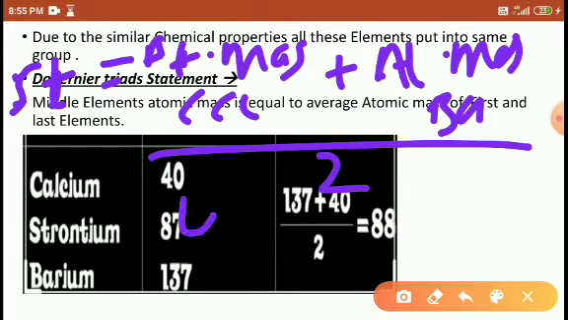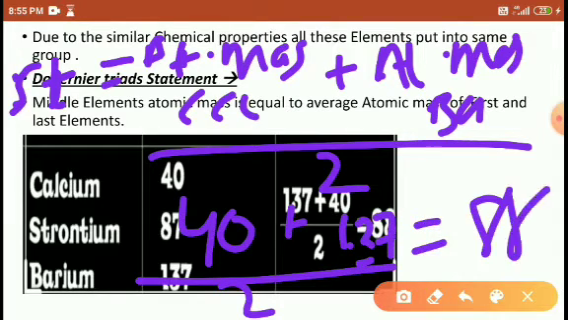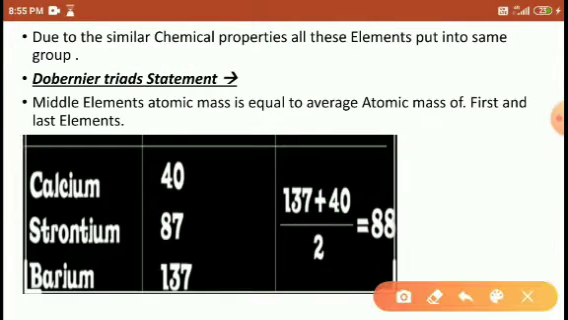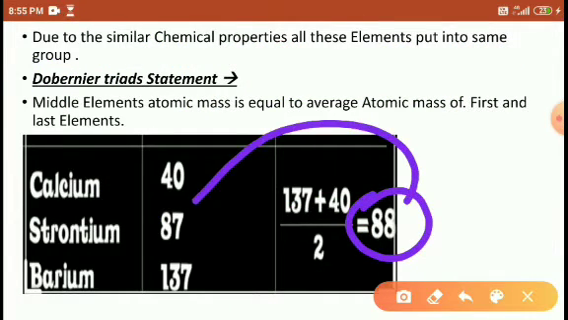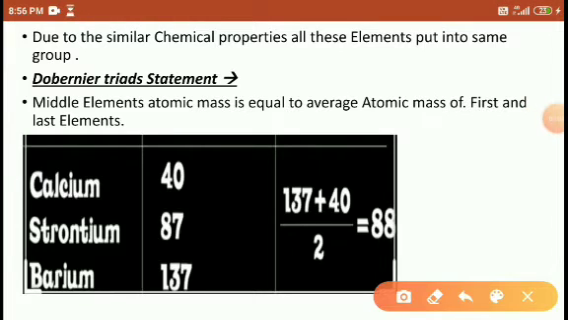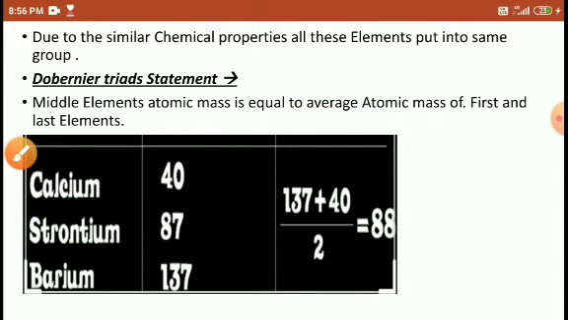The atomic mass of calcium is 40, and barium is 137, whole divided by 2, then we get 88. So 88 is the atomic mass of strontium, which is more or less equal to the actual atomic mass of strontium, correct? This 88 is closer to the 87 atomic mass of strontium. Understood? Okay.